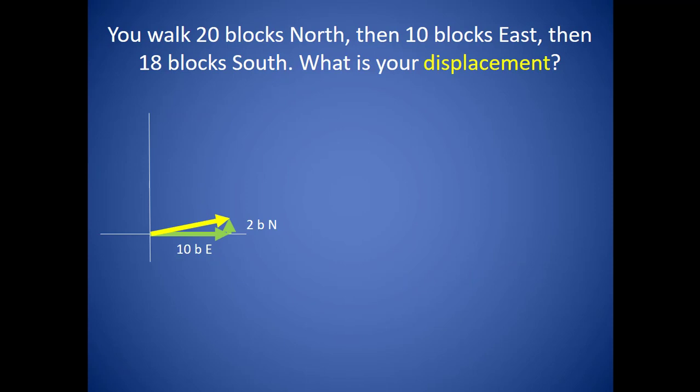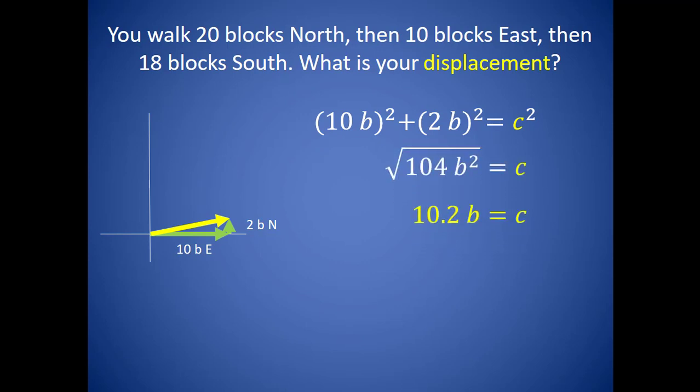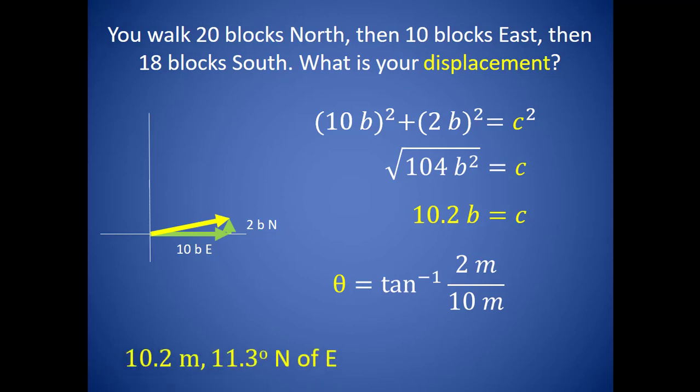Now that we have our x and y components for our resultant vector, we can go about finding the value for the magnitude and direction. The magnitude will still use Pythagorean. We find that we are 10.2 blocks away from our starting point. Then again, pick a trig function and solve for the angle. We find the displacement to be 10.2 blocks at 11.3 degrees north of east.